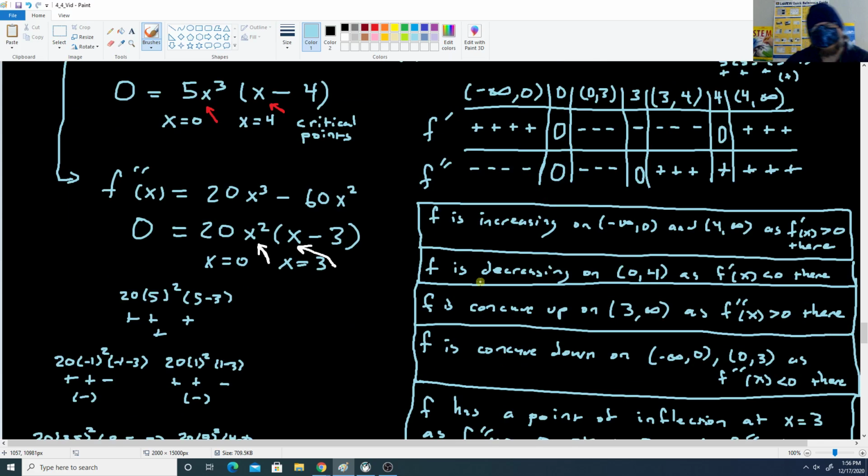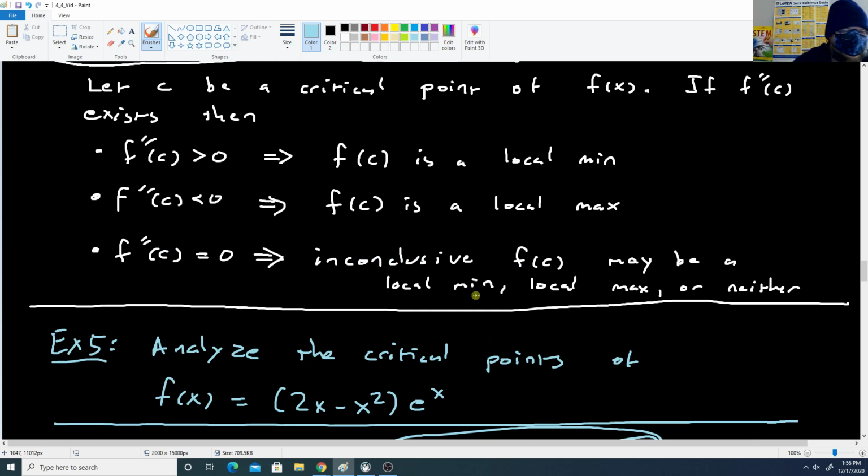So last ones we need are the relative mins and relative maxes. Let's see if we can use the second derivative test on any of these. So we need to find a critical point of f of x. If the second derivative exists, then if the second derivative is positive, we have a local min, which we could say is a relative min. If the second derivative is negative, we have a relative max. If the second derivative is 0, it's inconclusive.